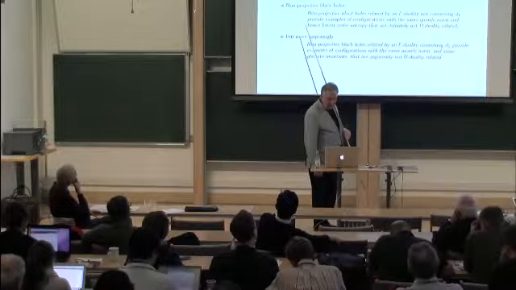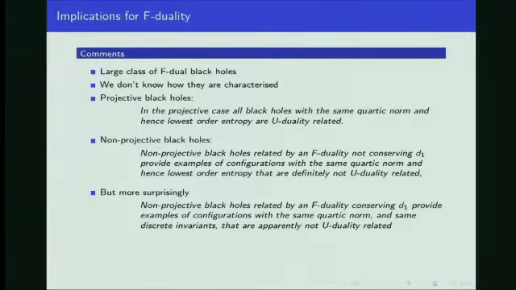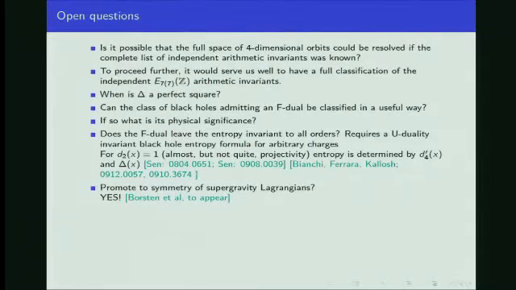So there's lots of unanswered questions. We don't know why some black holes admit an F-dual and others don't, or how to characterize them. We don't know how to deal with the non-projective black holes. And there's all sorts of subtleties between U-duality and F-duality. So let me conclude with some open questions.